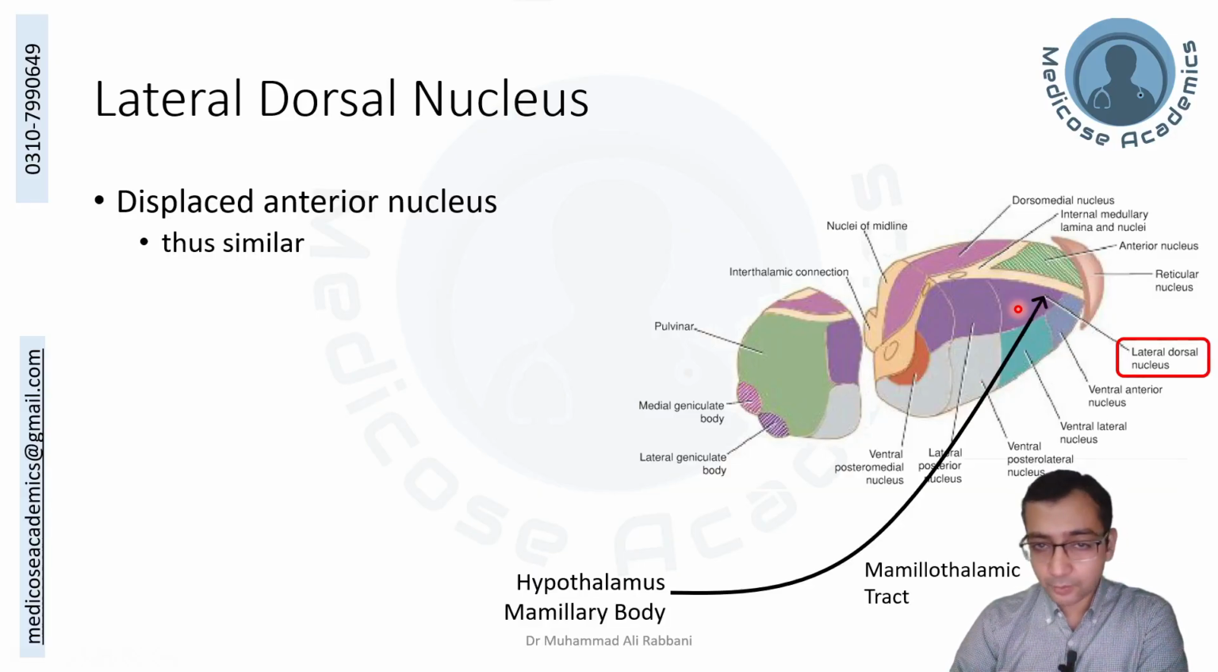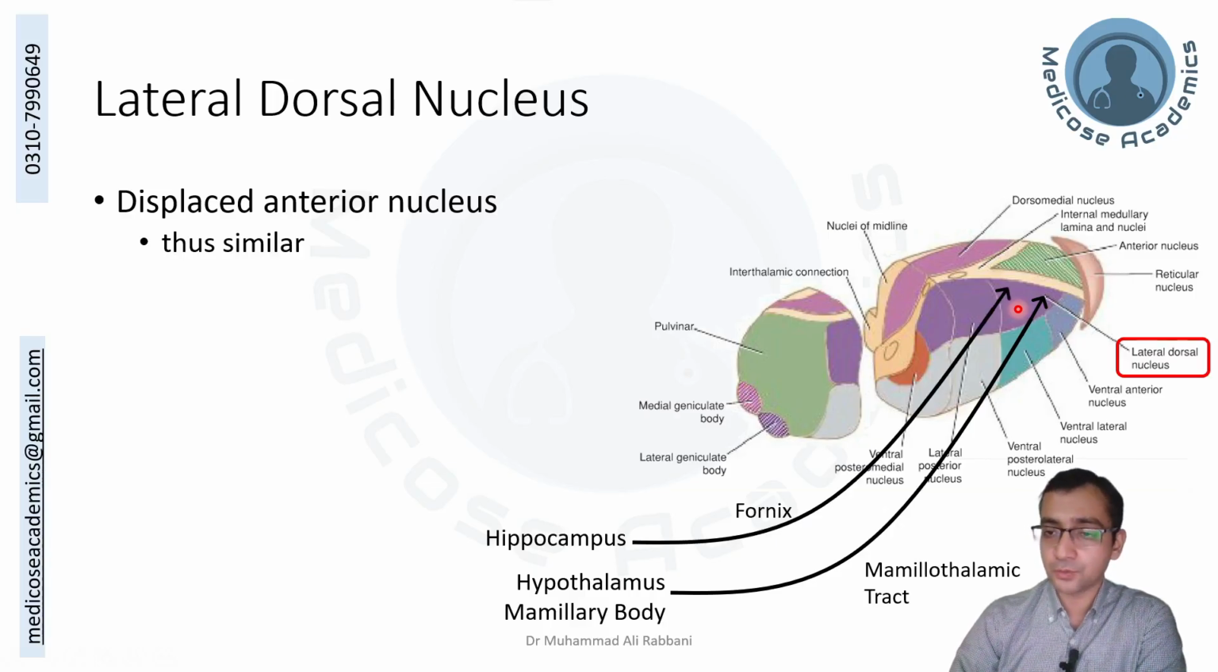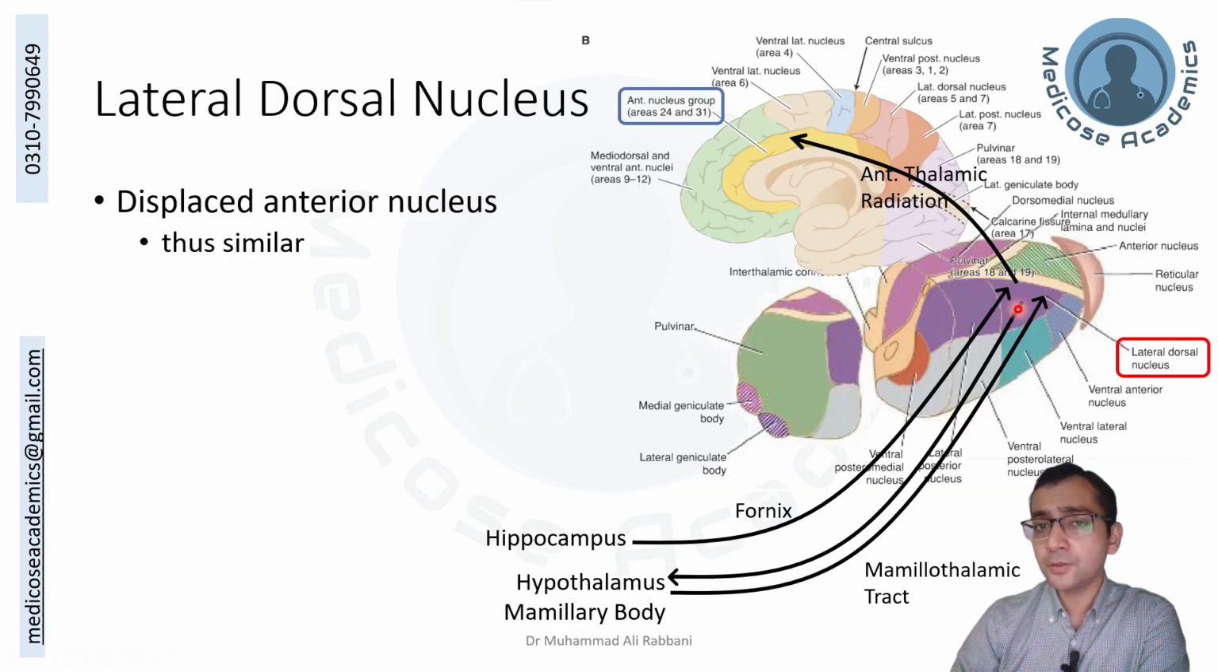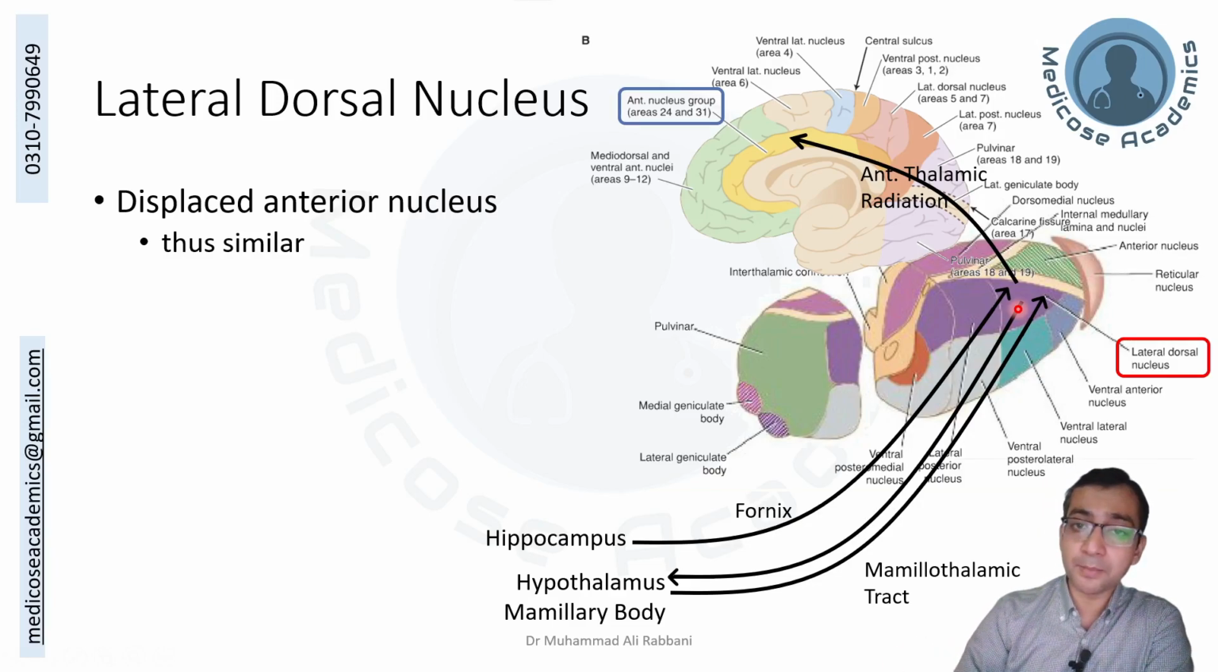It gets its signal from the hypothalamus through the mammillothalamic tract and from the hippocampus through the fornix, reciprocal back to the hypothalamus, and its major output is to the cingulate gyrus. And these are the signals to and fro, and it will be responsible for emotional states and memory majorly.